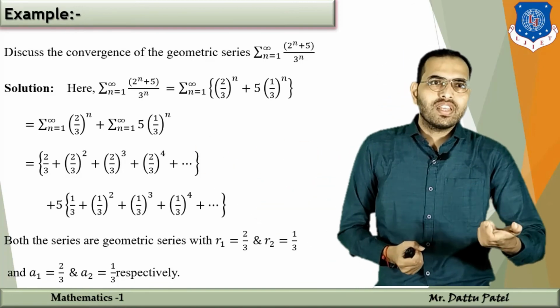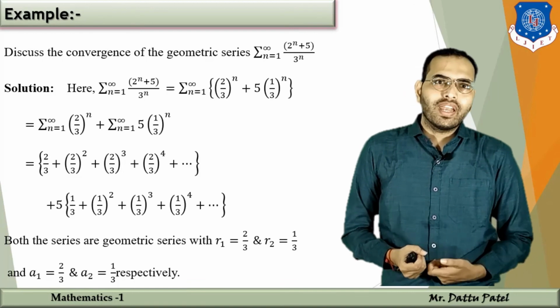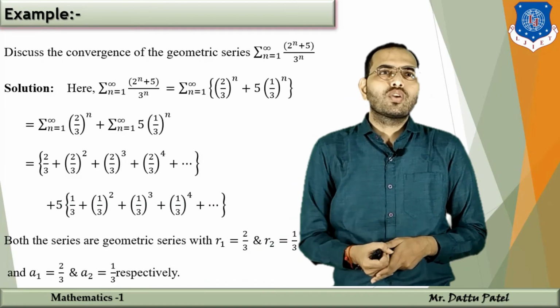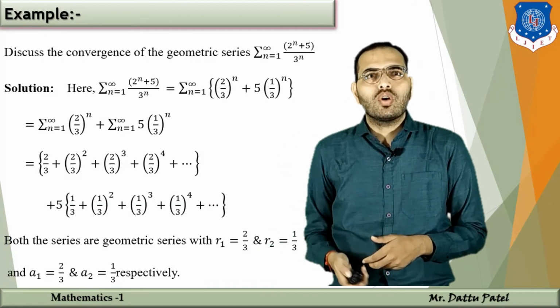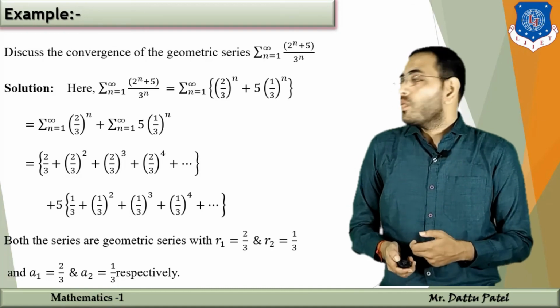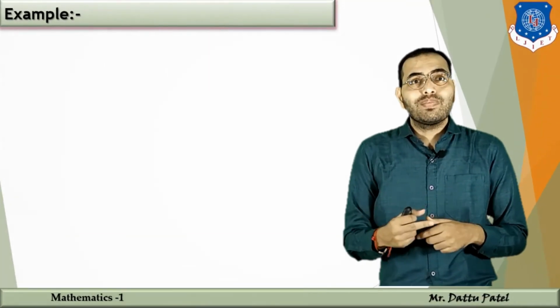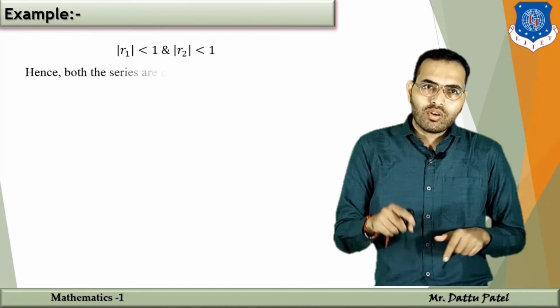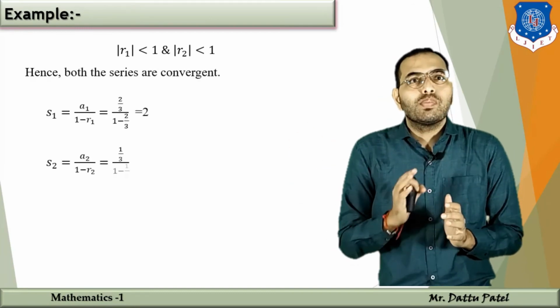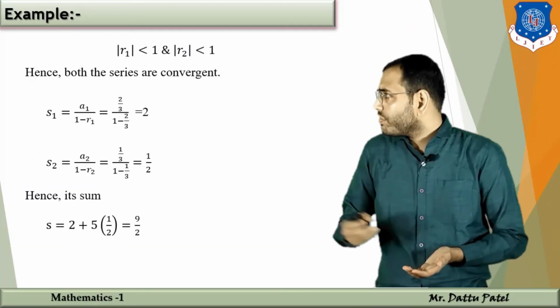Here the first series has r1 equal to 2 by 3 and a1 also 2 by 3. The second series has r2 equal to 1 by 3 and a2 also 1 by 3. Now both series have values of r which lie between -1 and 1, meaning mod r1 is less than 1 and mod r2 is less than 1, so both series are convergent. If they are convergent, then we find their sums.